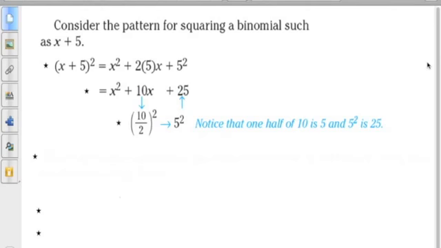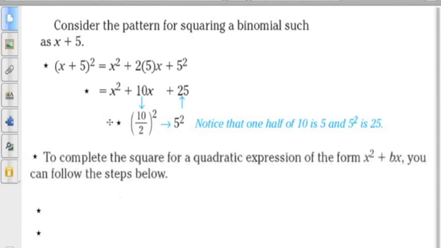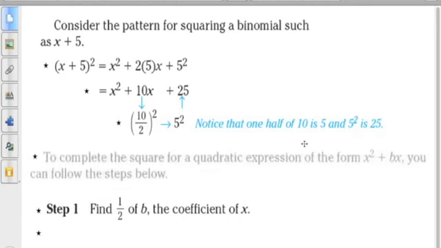Which brings us to this. To complete the square for a quadratic expression of the form x squared plus bx, you can follow these steps. First step in completing the square: find 1/2 of b, which is the coefficient of x. That's what we did with 10. We found 1/2 of b.